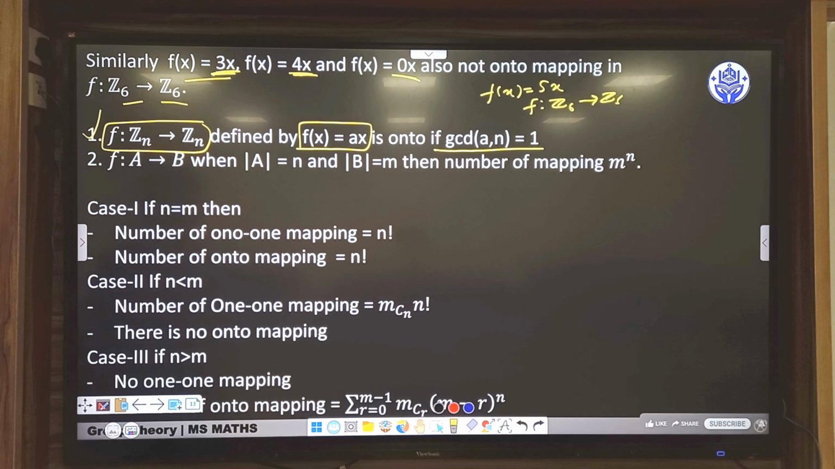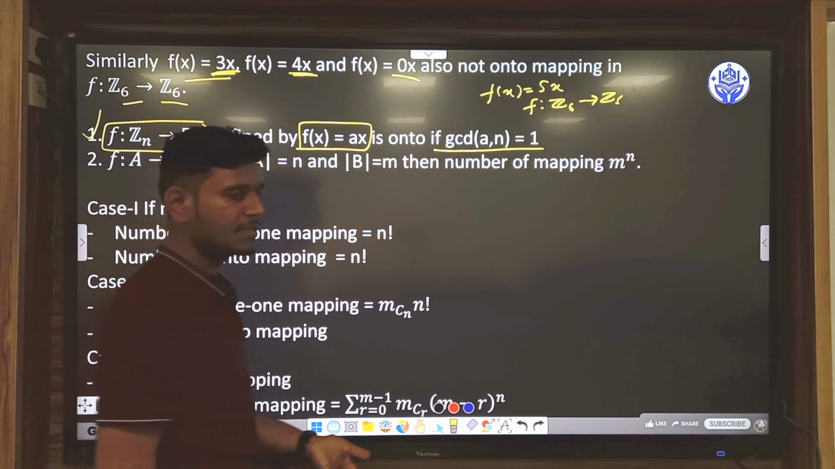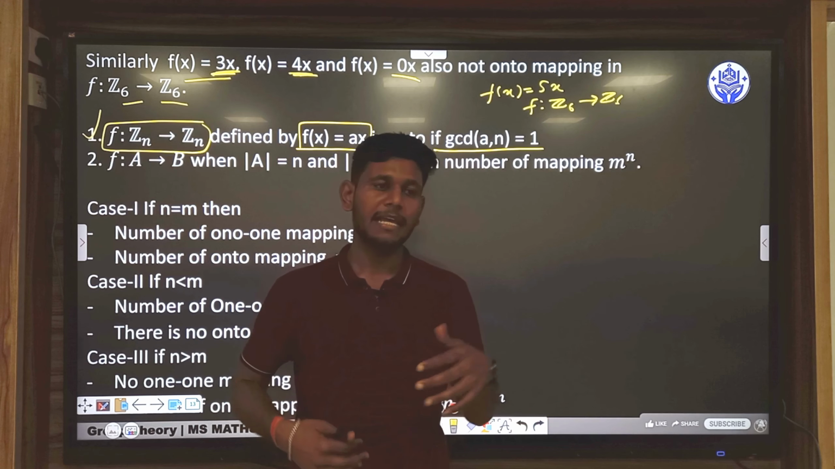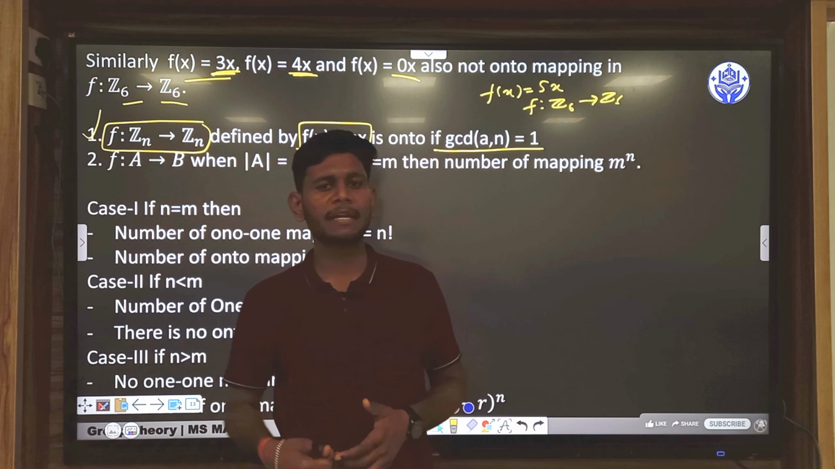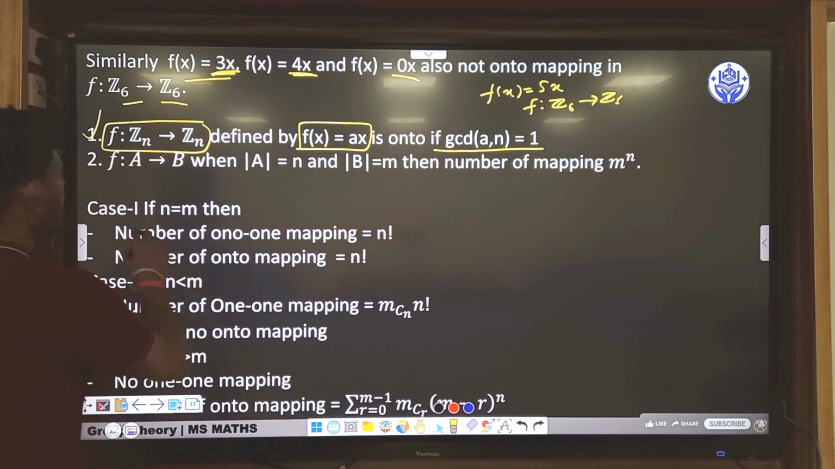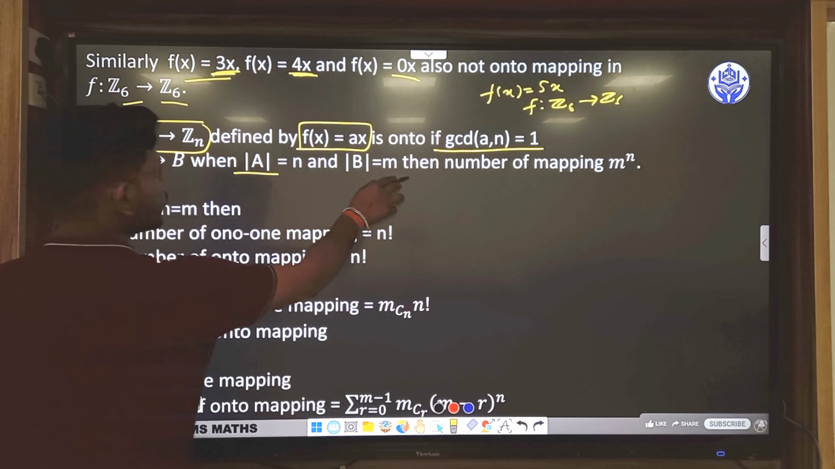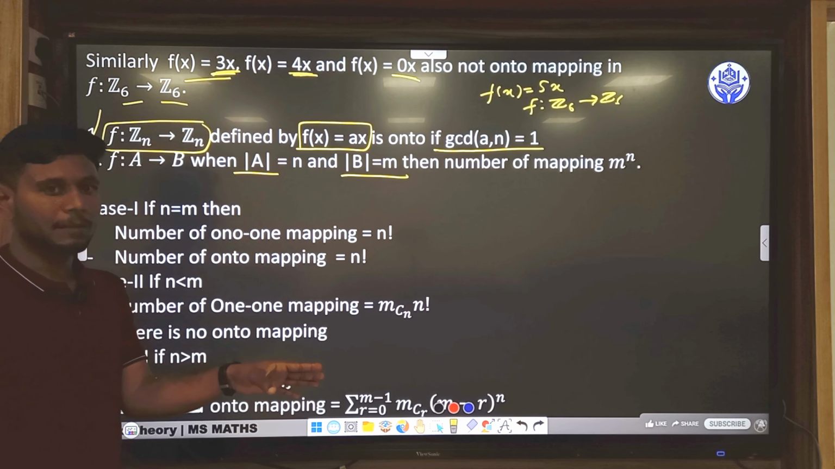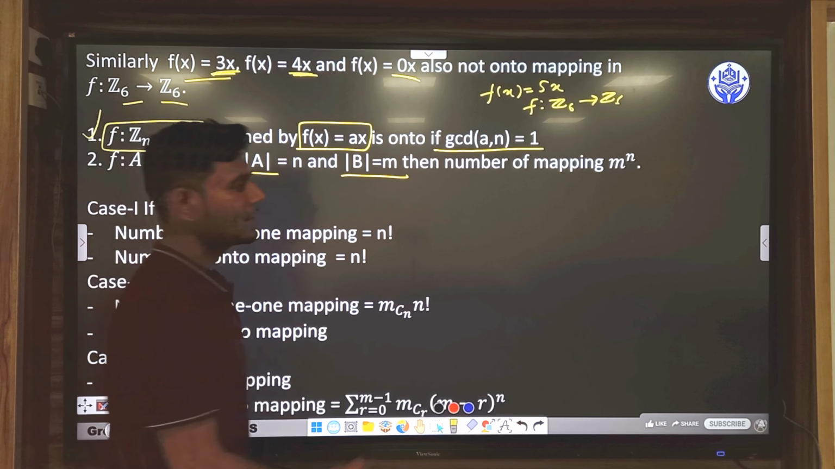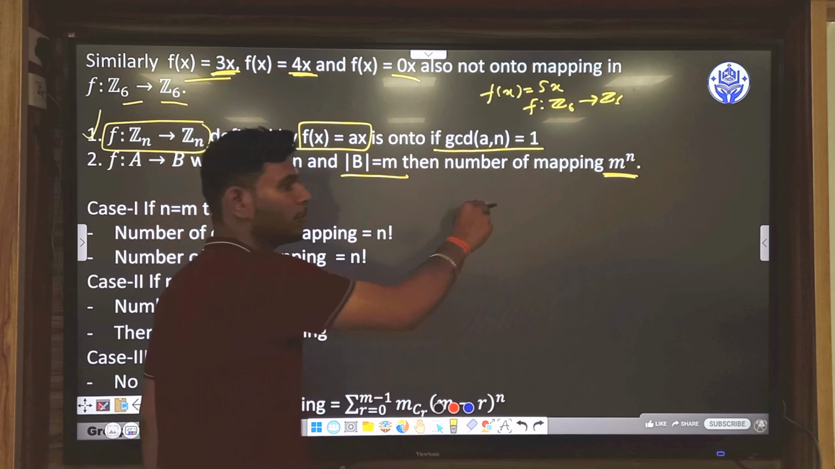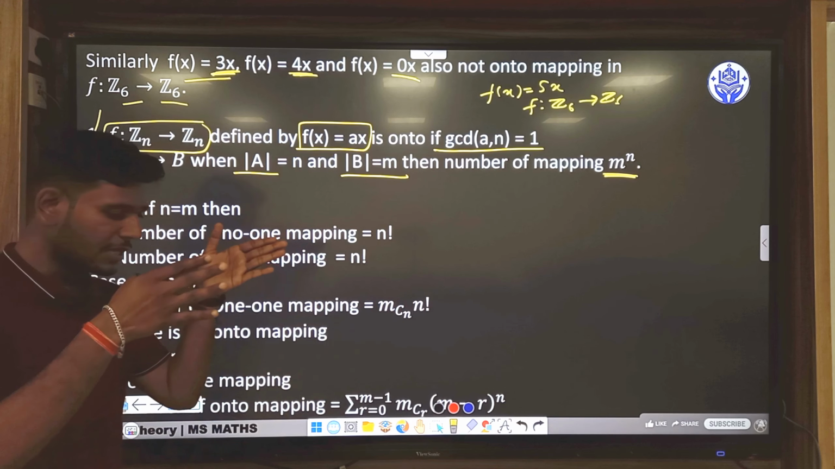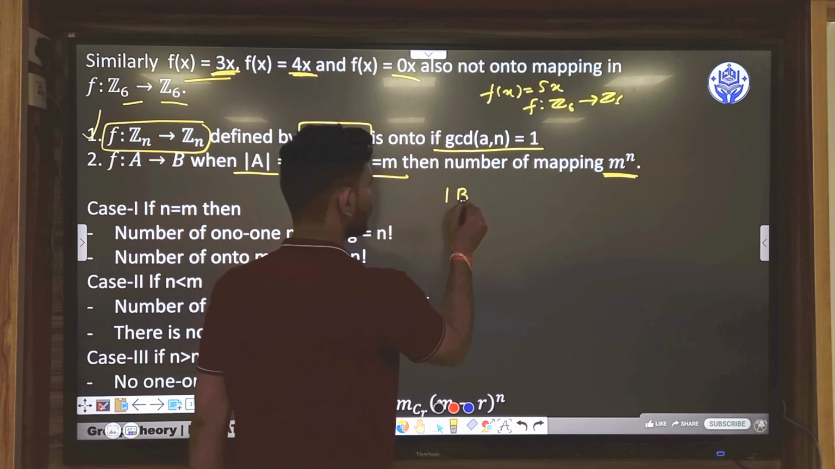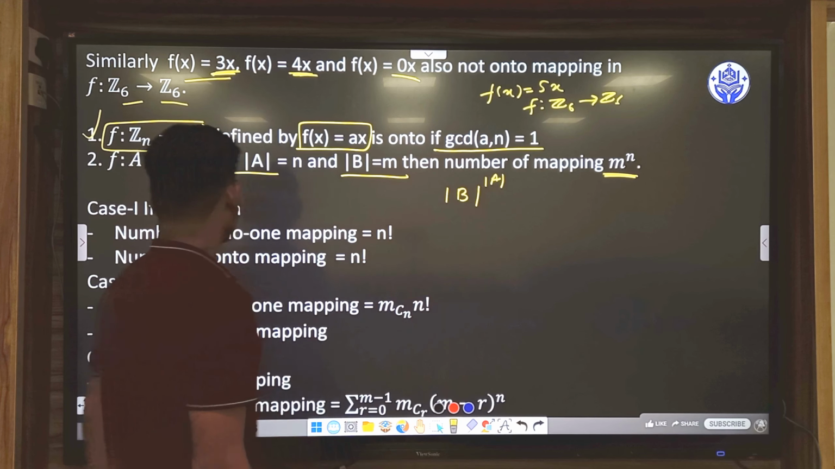Next, we have the countability of functions, that is, how we can find the number of mappings: how many 1-1 mappings there are, how many onto mappings there are. Let's say the cardinality of the domain is n and of the codomain is m. If you want to calculate the total number of mappings from A to B, that is m power n. This is one of the important results: the cardinality of the codomain power the cardinality of the domain.